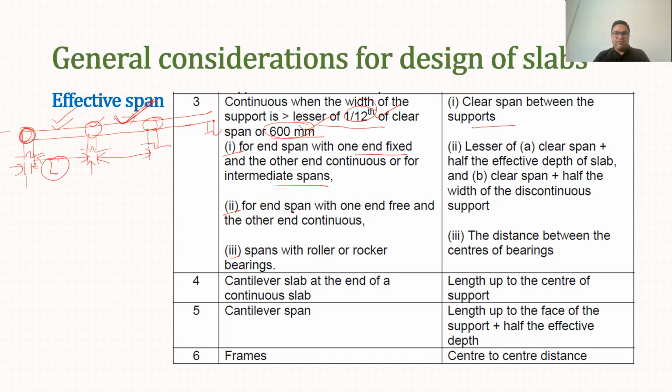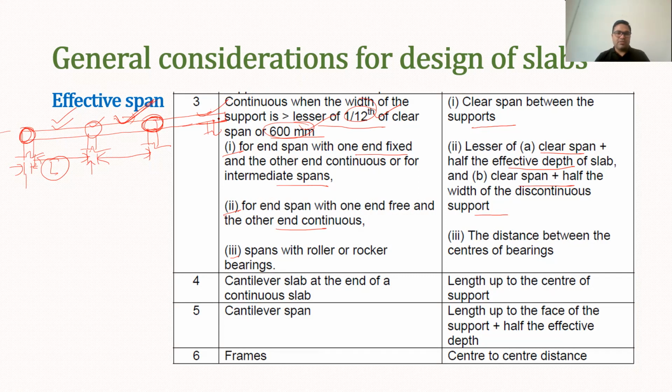Similarly, in the second case, for end span with one end free and the other end continuous. So like in this case, you can see this end is continuous, and if we consider that this end is free, in that case, what will be the value? It says lesser of clear span plus half the effective depth of slab, and second is clear span plus half the width of discontinuous support.